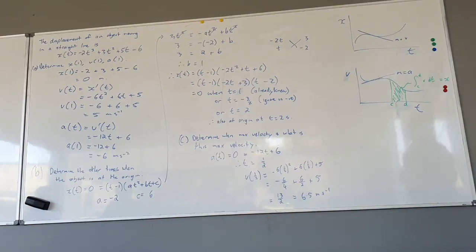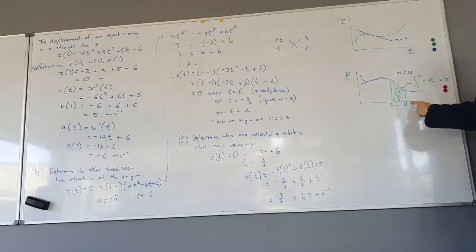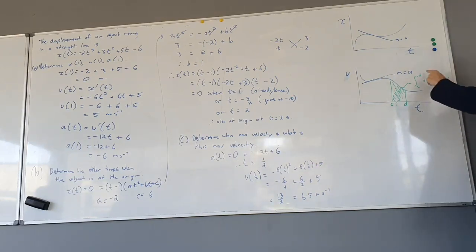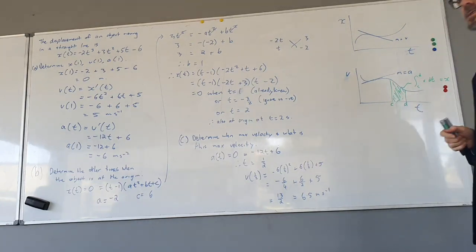Now, year 11s, I haven't actually taught you how to do this, but you can work out x at this point and x at this point and subtract them, which is exactly what this means. Work out displacement, substitute D, substitute C, subtract. And that tells you the amount you've moved in that time.